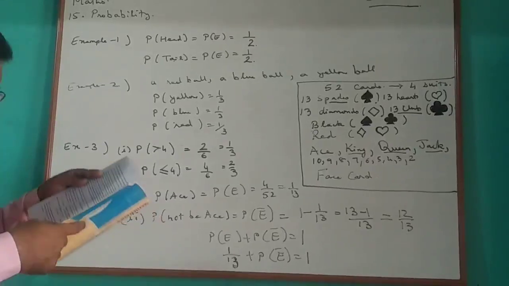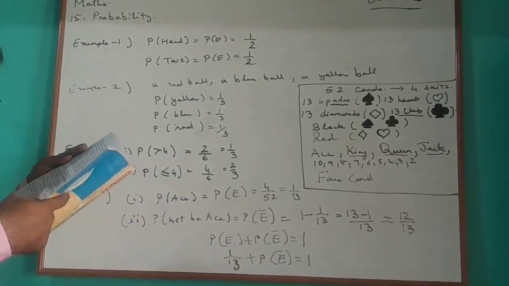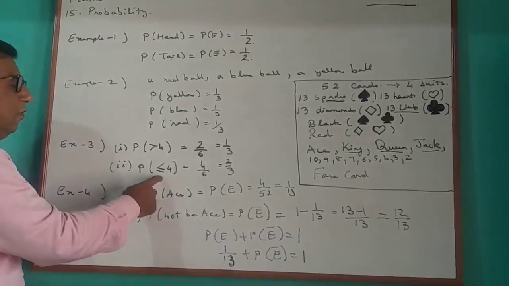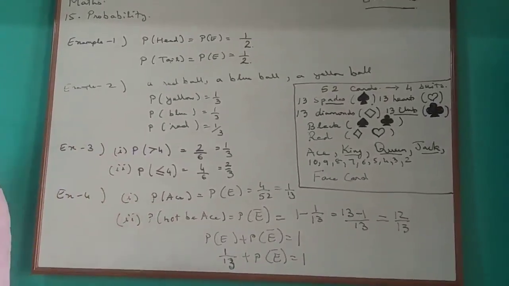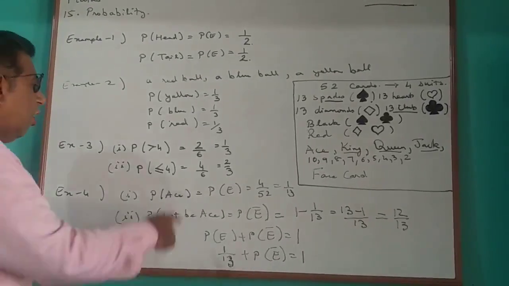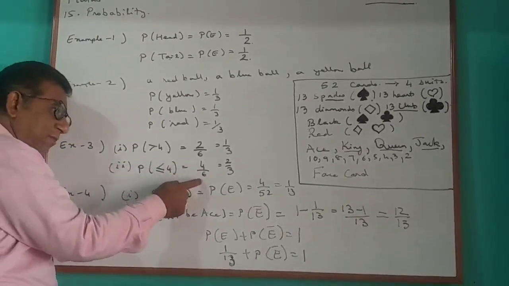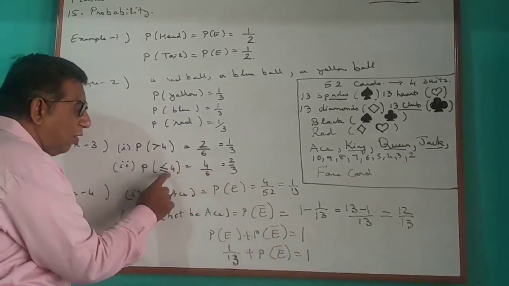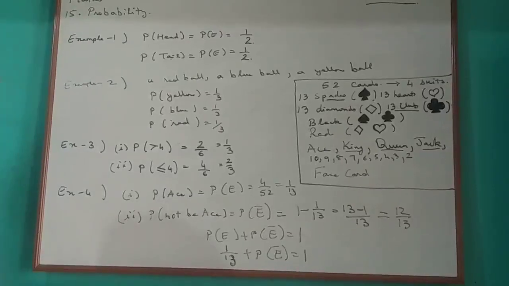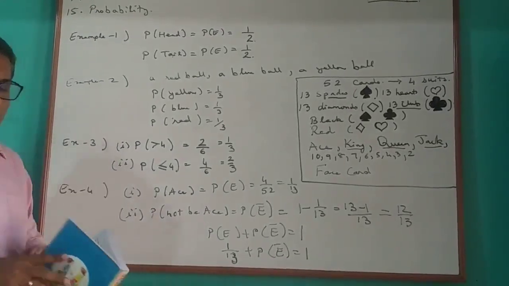Now, they are asking another question: what is the probability of getting a number less than or equal to 4? Less than 4 means 1, 2 and 3. Equal to 4 means 4 will also come. So total outcomes are 6, and favorable outcomes for my event are 4. So 2 by 3. So this way example 3 is clear.